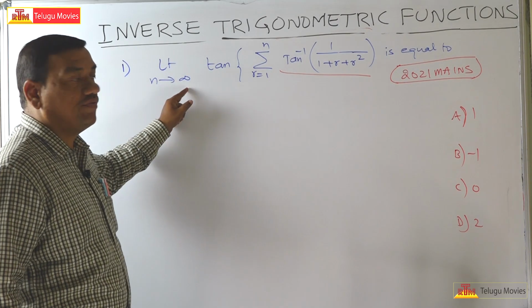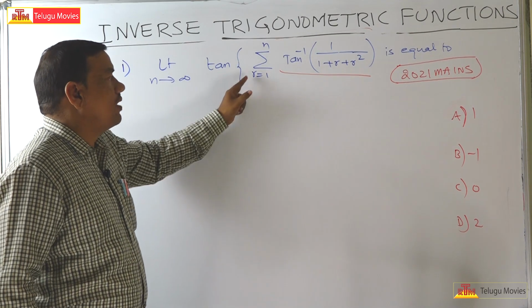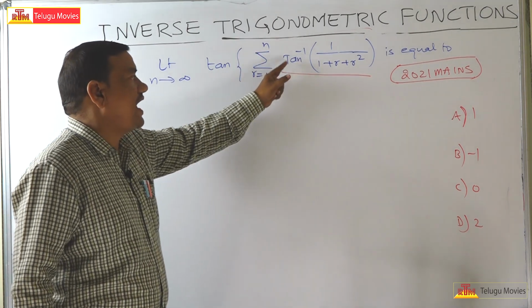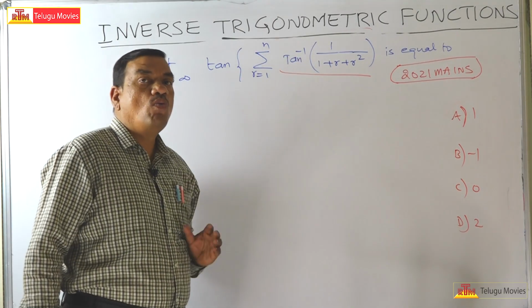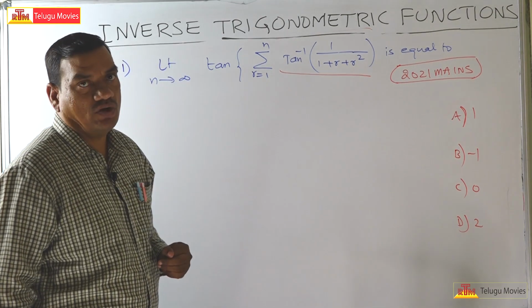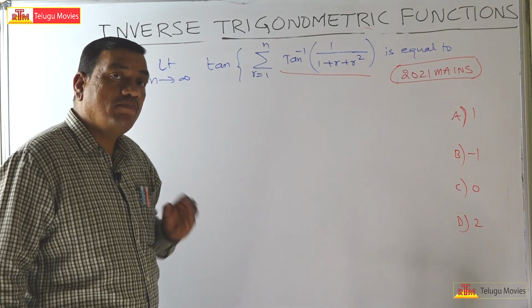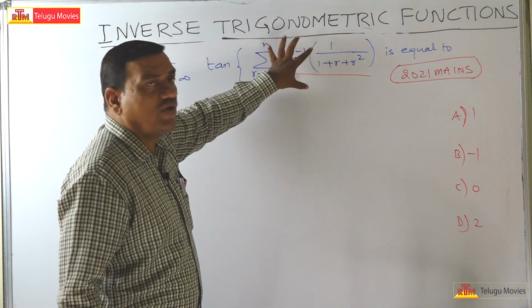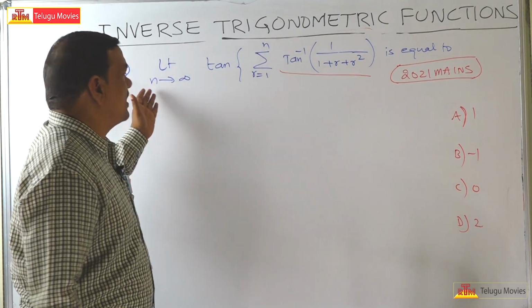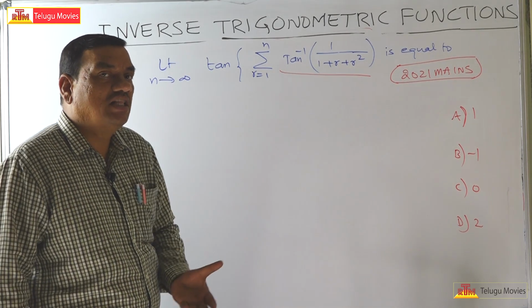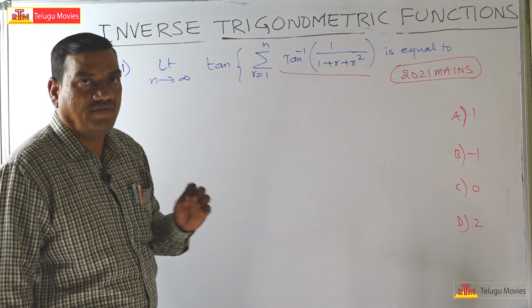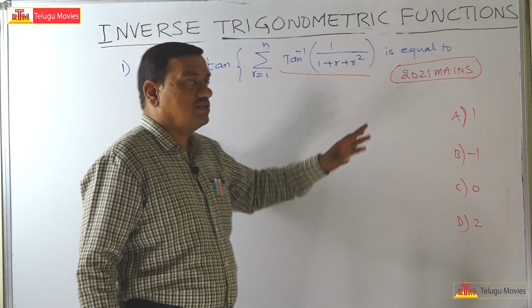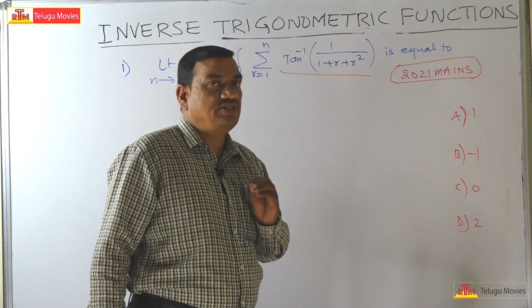Limit n tends to infinity, tan of sigma r runs from 1 to n, tan inverse of 1 upon 1 plus r square is equal to. It is a problem mixing both trigonometry and calculus. If you simplify this, applying limit n tends to infinity and getting the answer is not at all a difficult task. First you simplify this. Now I will come in a systematic way.